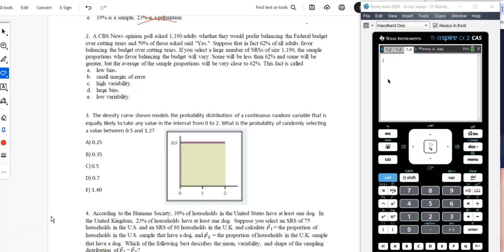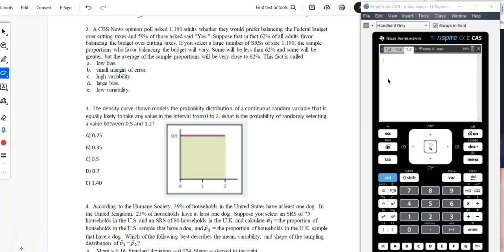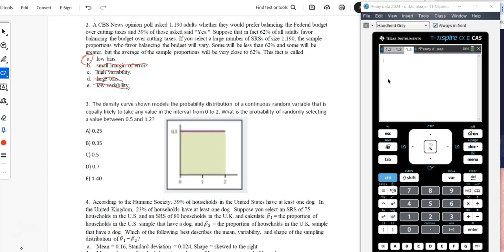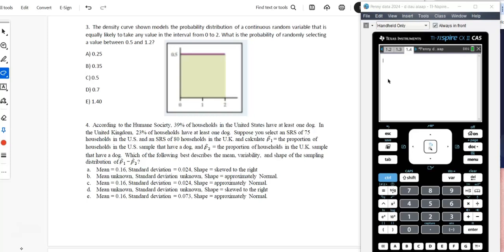Low variability is nice. I mean, that means that the values won't vary very much from the 62%. But I don't think that's what it's talking about. Large bias is bad. Small bias is not what we're talking about here. It's definitely low bias. So low bias means you have an unbiased estimator, right? The mean of the sampling distribution will be the same as the mean of the population distribution. So that's what low bias accomplishes, is that those two will match.